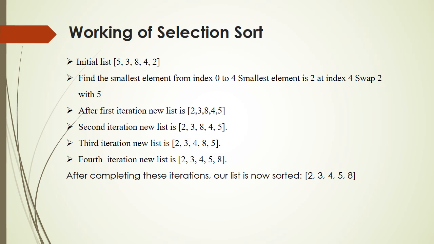In the fourth iteration, in the new list, we find the smallest element from index 3 to 4, which is 5. We swap 5 with the element at index 3, which is 8. Now the list looks like 2, 3, 4, 5, 8. After completing this iteration, our list is sorted. This example illustrates how selection sort repeatedly finds the smallest element and swaps it with the first unsorted element.